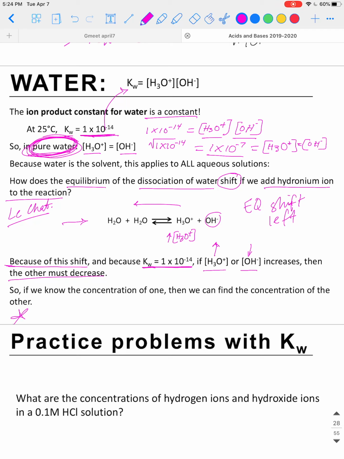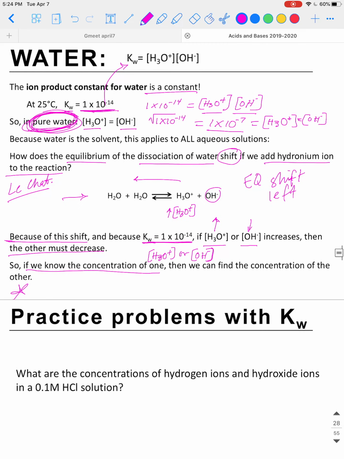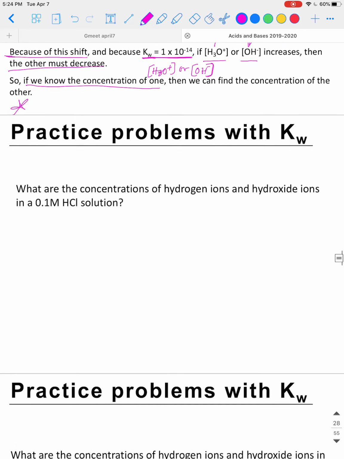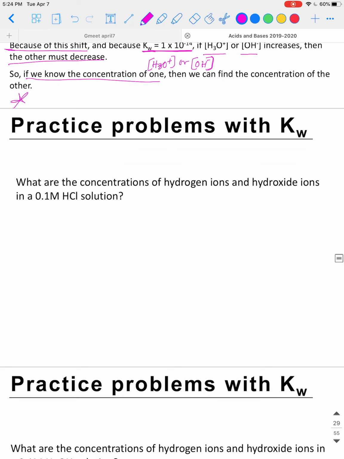All of that to say, if we know the concentration of one, meaning H3O plus or the concentration of OH minus, if we're given the concentration of one of those, we can always find the concentration of the other. Okay? Now we're going to practice this. Put it into practice. Practice problems with Kw.